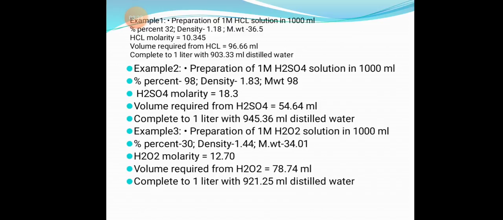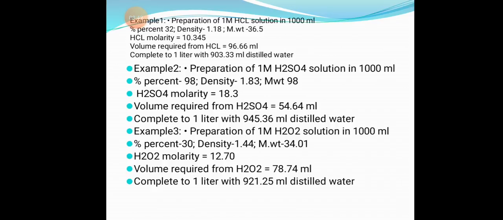Example 2, preparation of 1 molar H2SO4 solution in 1000 ml. Percent 98, density 1.83, molecular weight 98. H2SO4 molarity 18.3. Volume required from H2SO4 is equal to 54.64 ml. Complete to 1 liter with 945.36 ml distilled water.